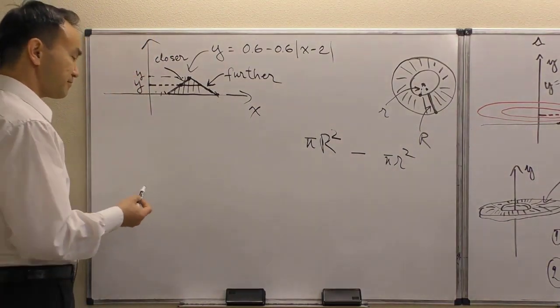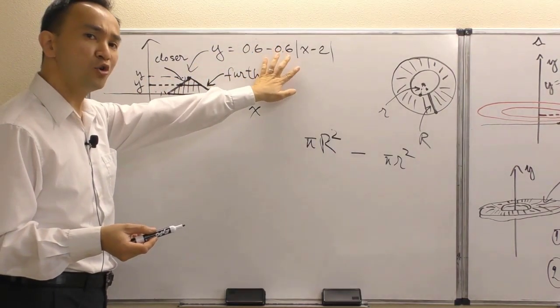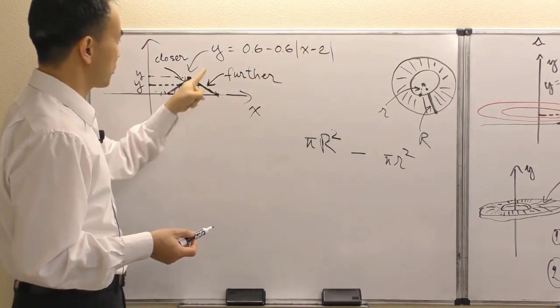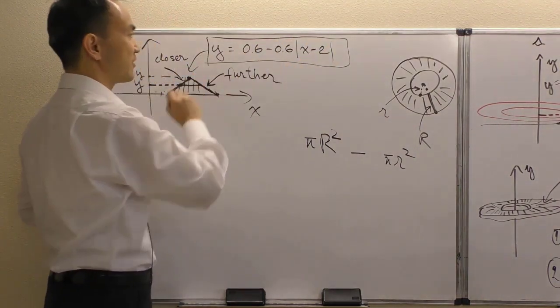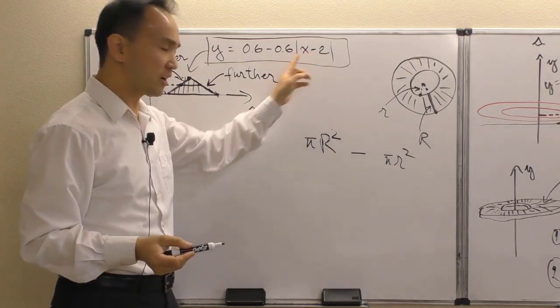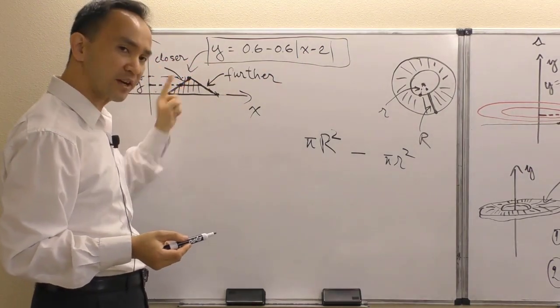Now let's take a closer look at this absolute value expression right here: y equals 0.6 minus 0.6 times the absolute value of x minus 2. In that way, we know that's why it gives us the graph being this V curve right here and has a sharp corner right there.